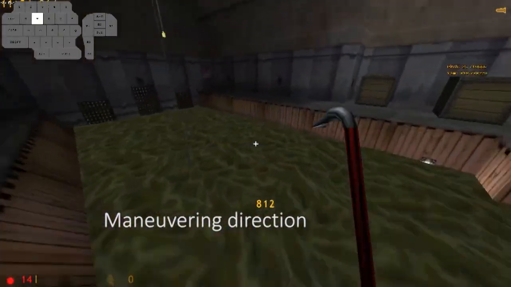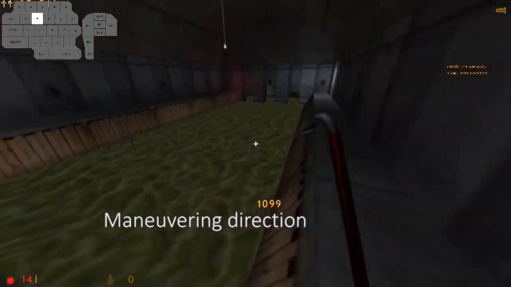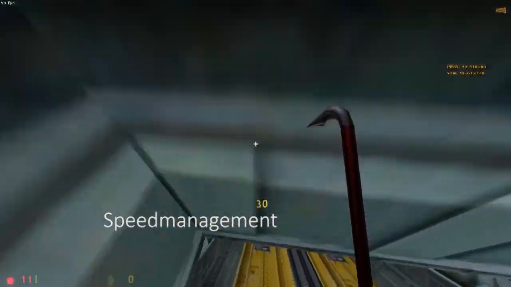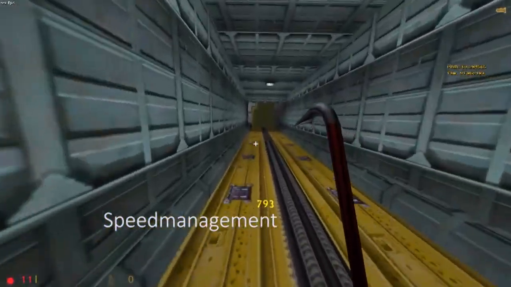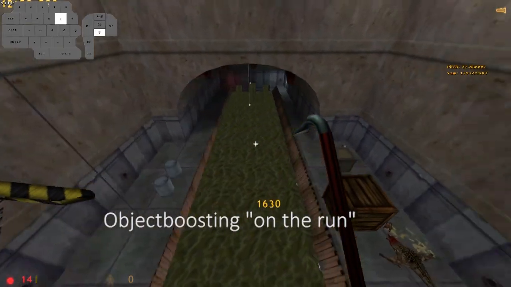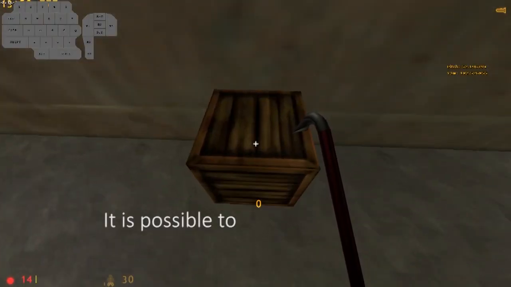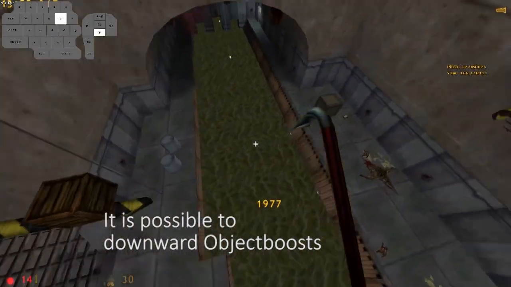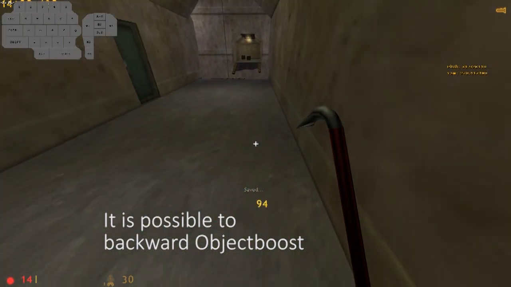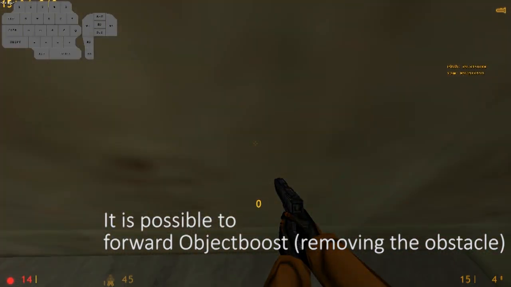As soon as you've managed that, you can try and change course. This is important for later chains, like the test chamber skip. It is a question of taste to prefer object boosting while standing or running by. It is possible to do downward object boosting from above. Backward object boosting needs careful setup. For forward object boosting, you usually need to shoot the box because it frequently blocks your way.